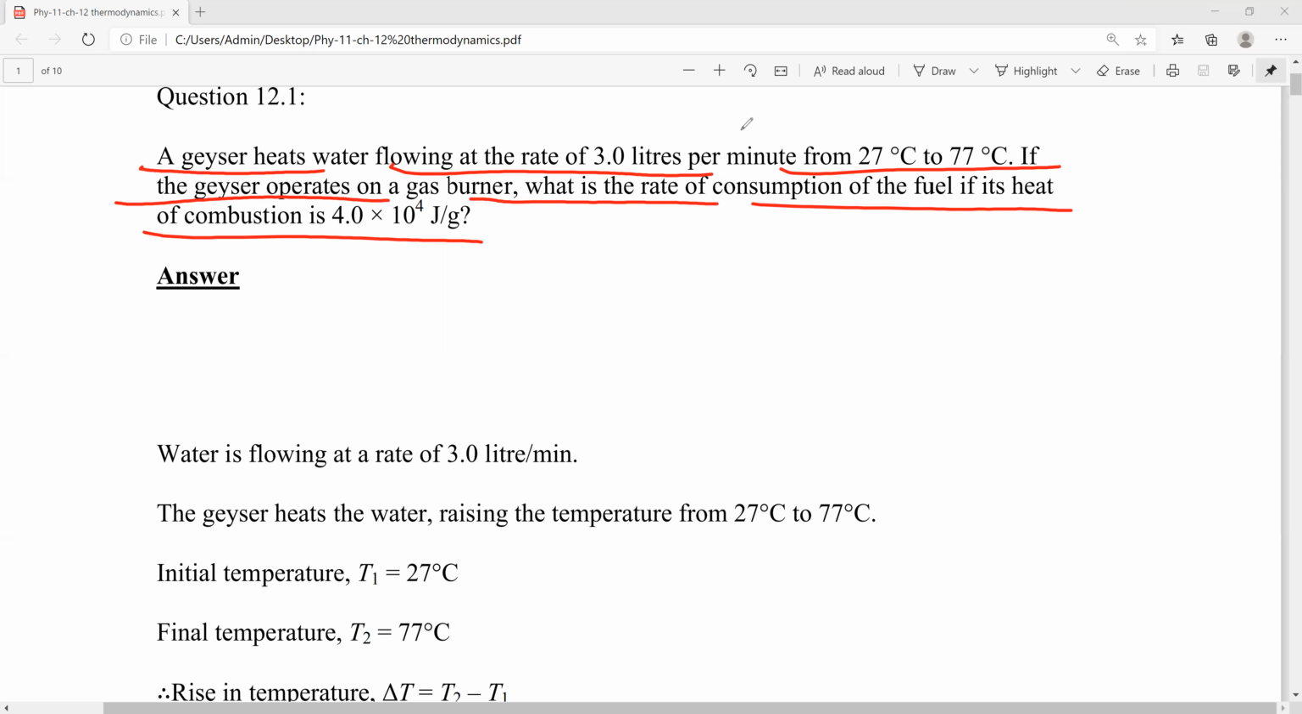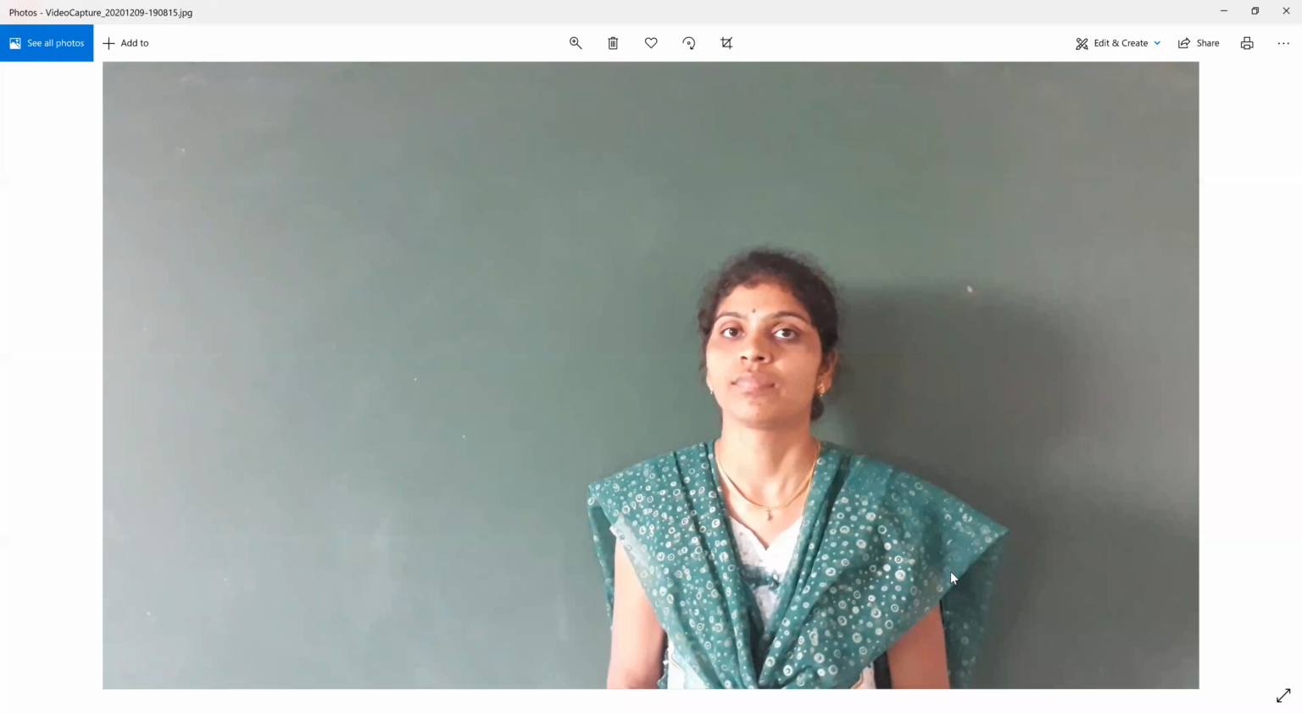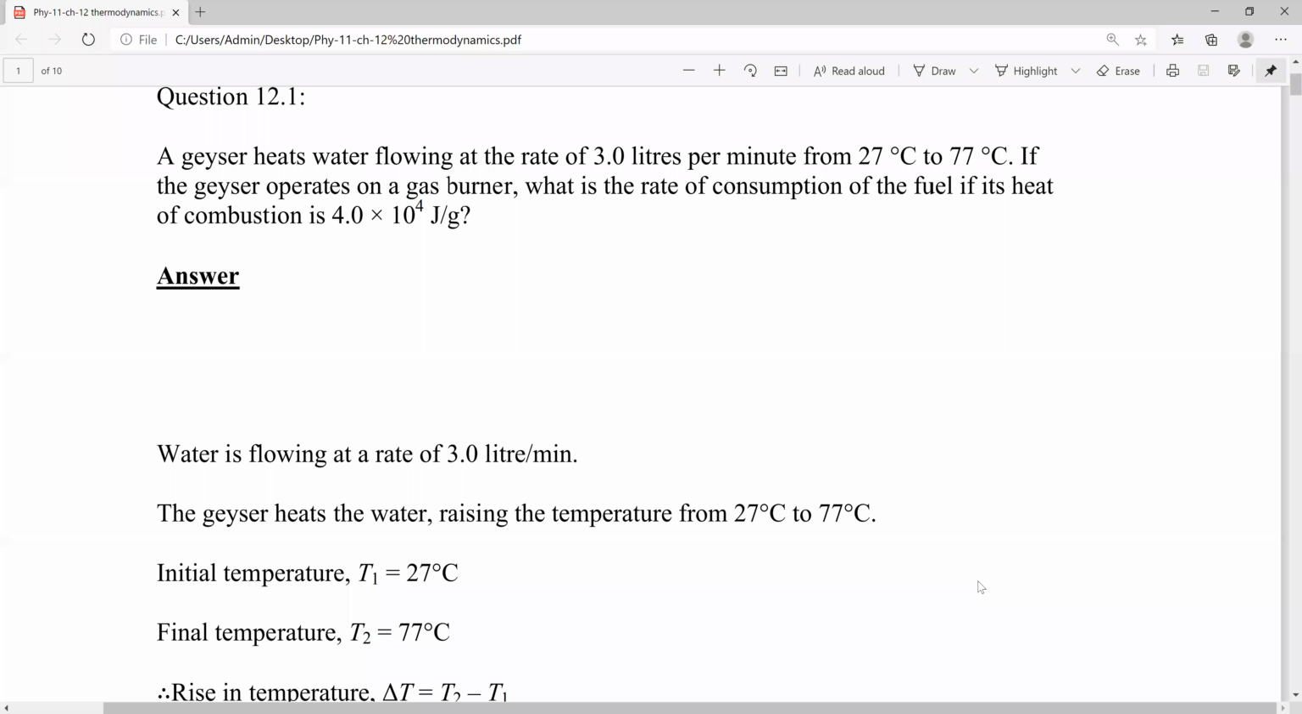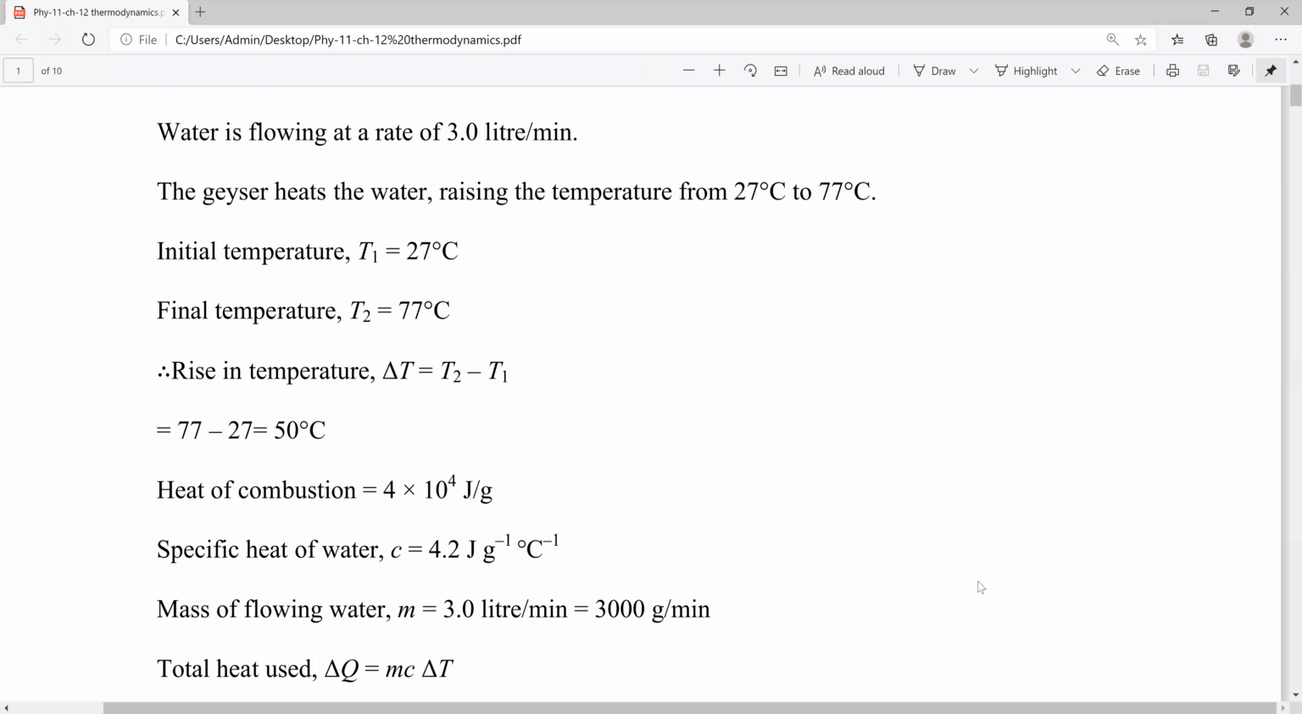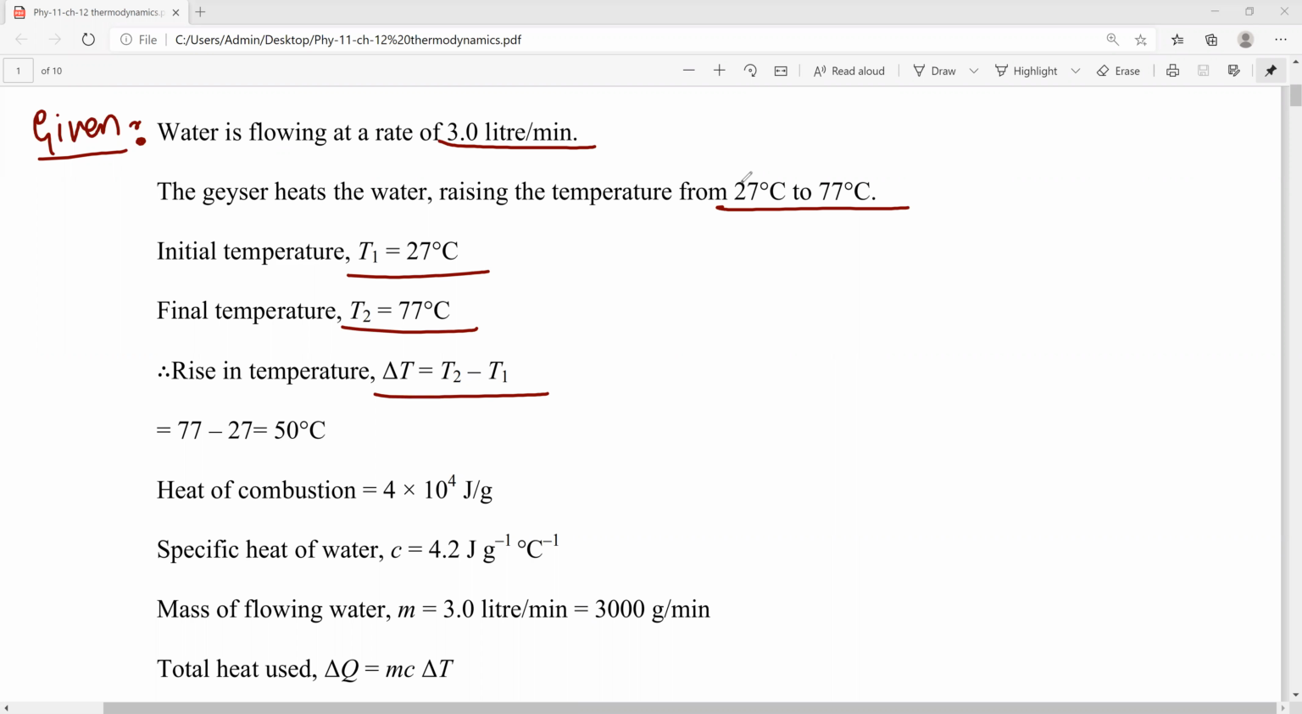So from the question, what they have given: water is flowing at the rate of 3 liters per minute. These are the givens. The geyser heats the water, raising the temperature from 27 degrees Celsius to 77 degrees Celsius. Initial temperature, final temperature, change in temperature they have given. Heat of combustion they have given, specific heat of water, and mass M of flowing water, and total heat used.